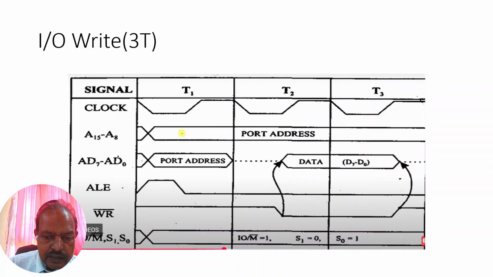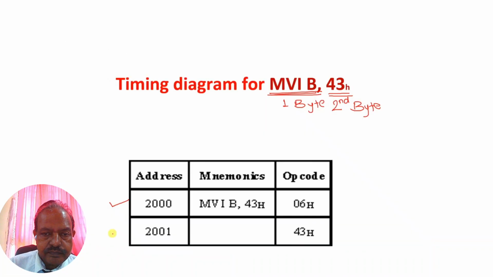Similarly, IO write. When everything will be there, this is the same, this is the same, this is the same. Address latch enable is also the same. When WR bar is equal to 0, that means from this point to this point, it will be writing the data. IO write, okay. Remaining all the same.